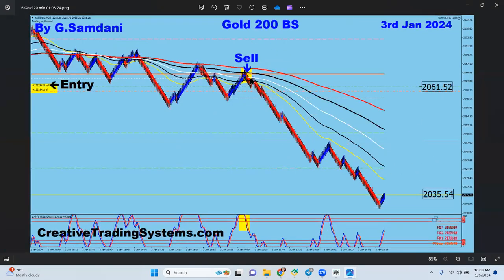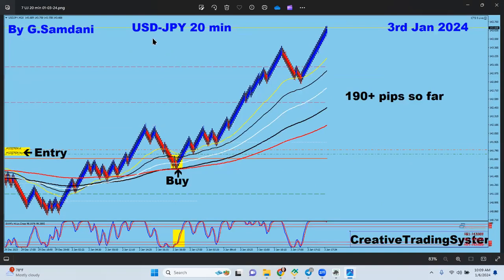And this one is gold, which was supposed to go to the downside, around maybe 1998 or 2009. So from a beautiful entry here, all the way down to 2035, and I closed the trade. This is on January 3rd, and this is USD yen.